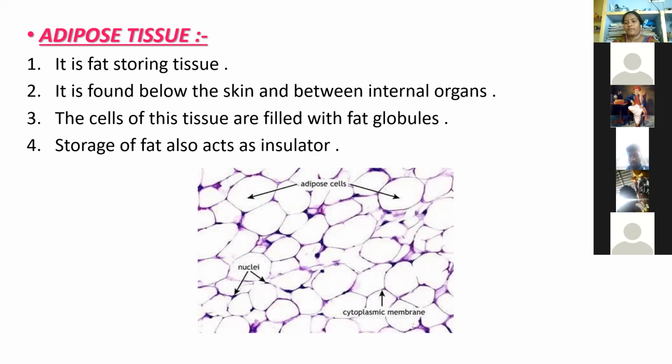It stores the fat molecules. The adipose tissue is found below the skin and between the internal organs, and it is filled with fat globules. What is the function of adipose tissue? The function of adipose tissue is storage of fat, and it also acts as an insulator of our body.